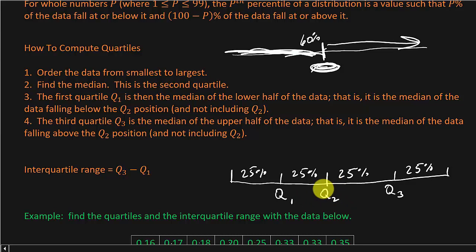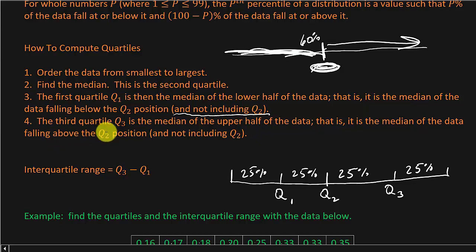And at this point in statistics, you should know how to find the median. That was in an earlier video. Yes, I'm going to show you again how to find it. But basically you just find the median of all the data for the second quartile. The first quartile, Q1, is then the median of the lower half of the data. That is, it is the median of the data falling below the Q2 position and not including Q2. So keep that in mind, and I'll explain this more when we're working the example.